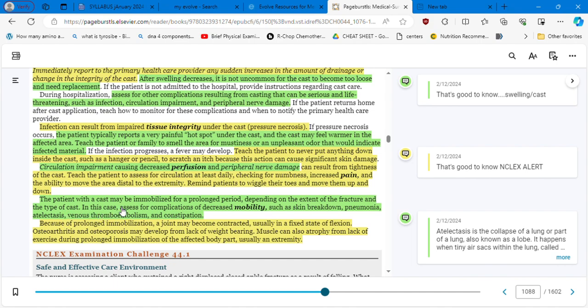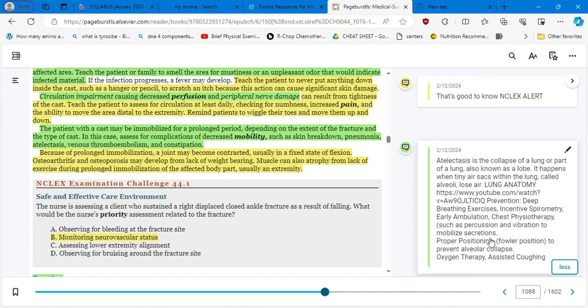So the patient with a cast may be immobilized for a prolonged period, we know that, depending on the extent of the fracture and the type of the cast. In this case, assess for complications of decreased mobility, such as skin breakdown, pneumonia, atelectasis, venous thromboembolism, and constipation. And atelectasis is the collapse of a lung or part of the lung, also known as a lobe. It happens when tiny sacs within the lung, called alveoli, lose air.